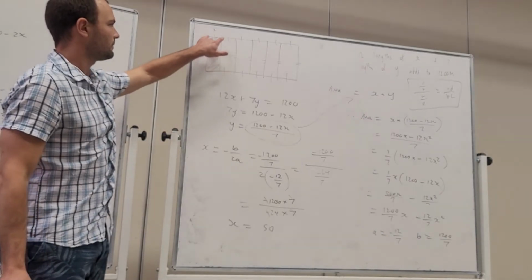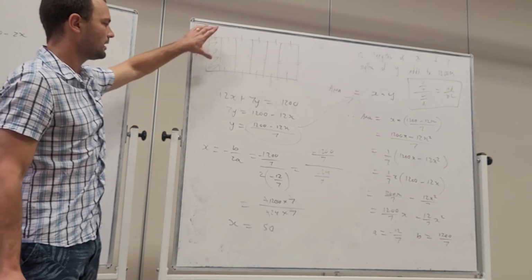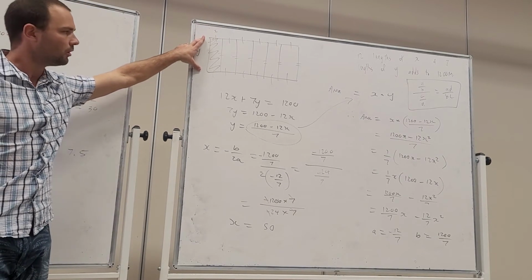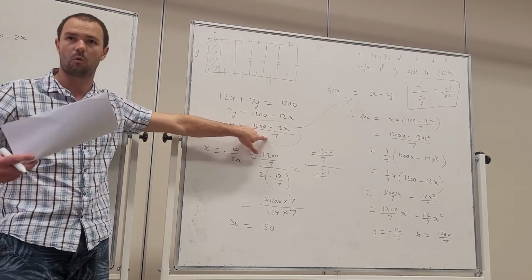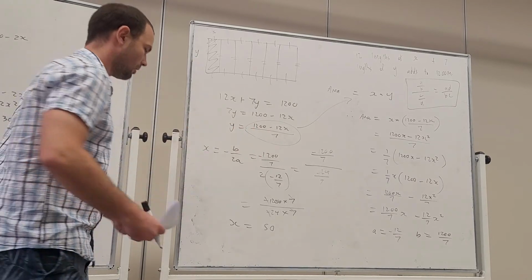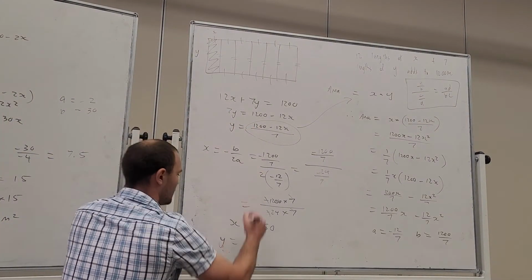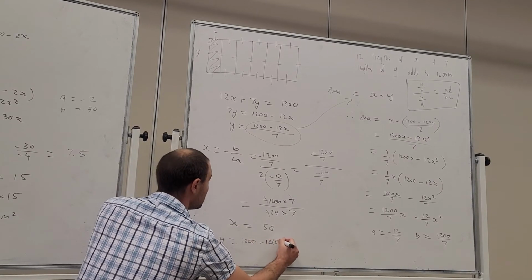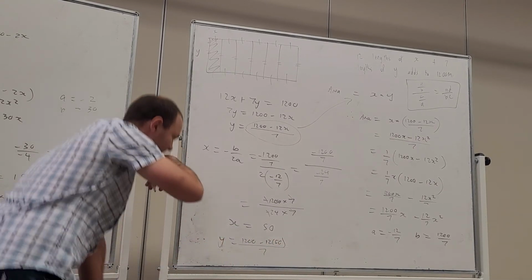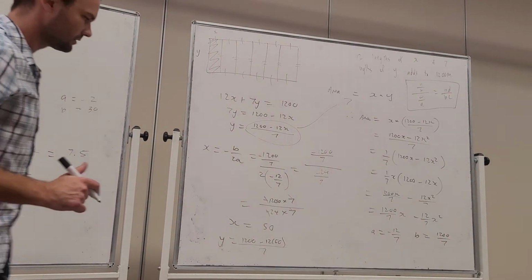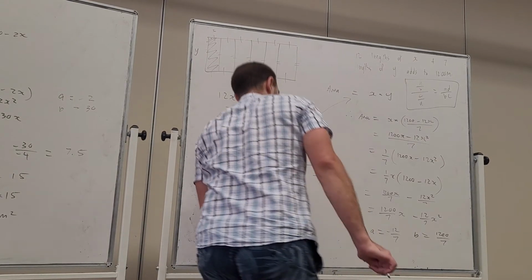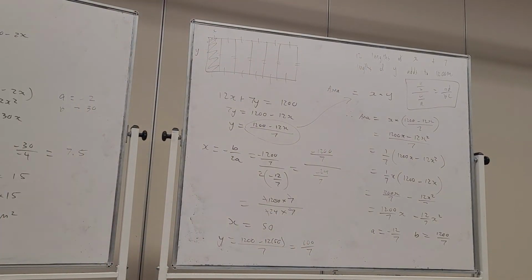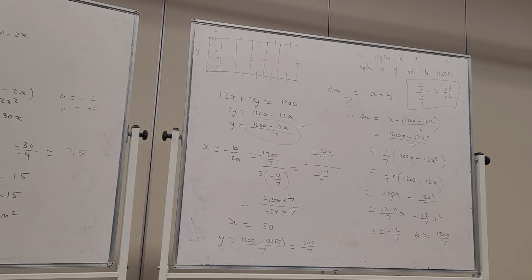So what are the dimensions going to be then? It's going to be 50 by y, 50 times y. What is the value of y? Here's our equation for y. Okay, so we need to say, well, given x is 50, what is the value of y? So therefore, y is going to be 1200, take 12 times 50, divided by 7. So what's that? 600 on 7. What's that as a decimal? 85.7.